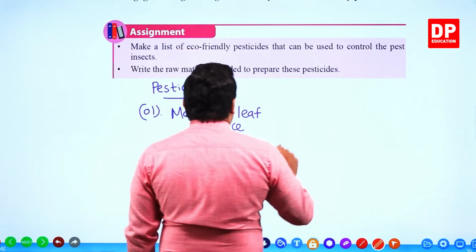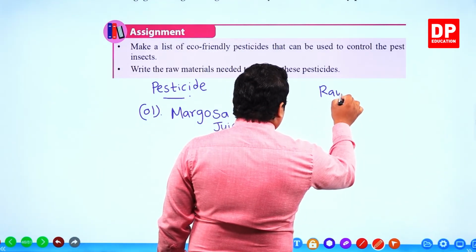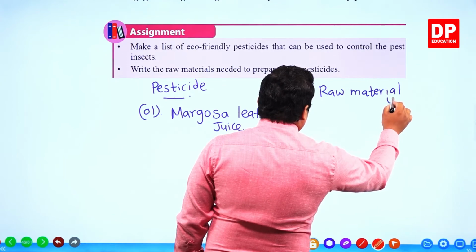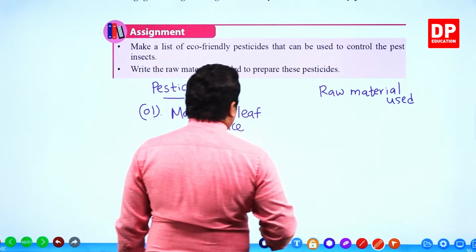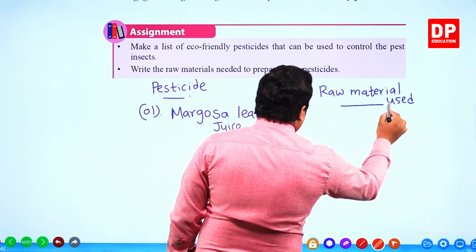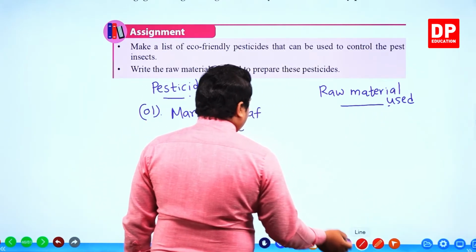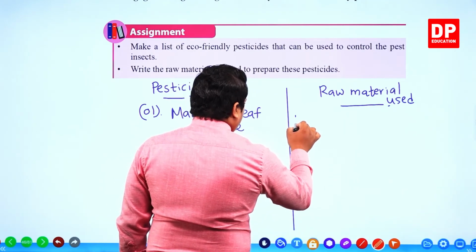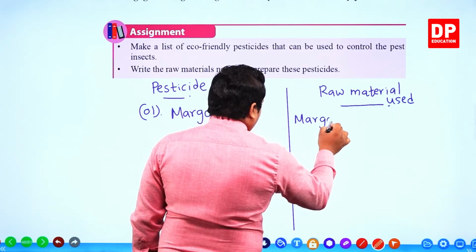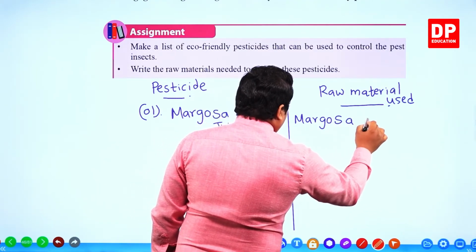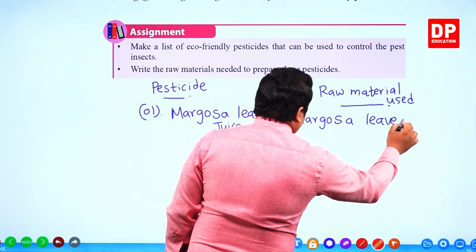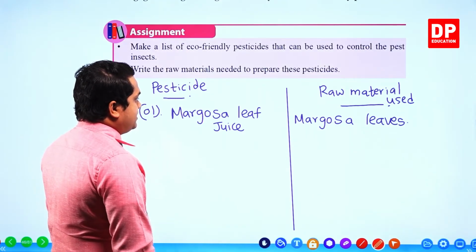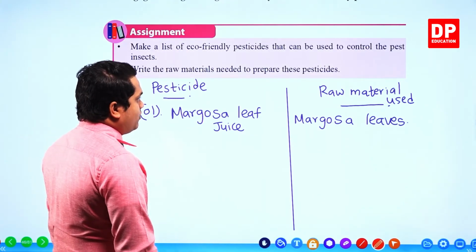So raw materials. What are the raw materials used? Pretty much simple, my dear children. If we are using Margosa leaves, then Margosa leaves, right? Margosa leaves. This is the ingredient or the raw material used.